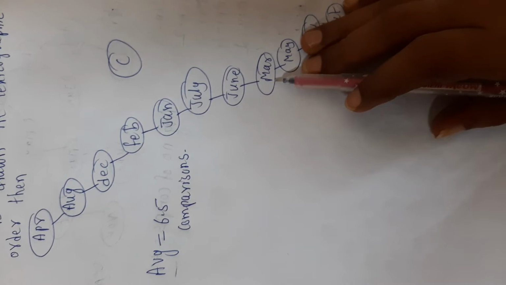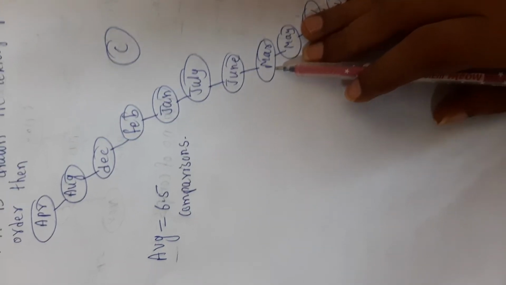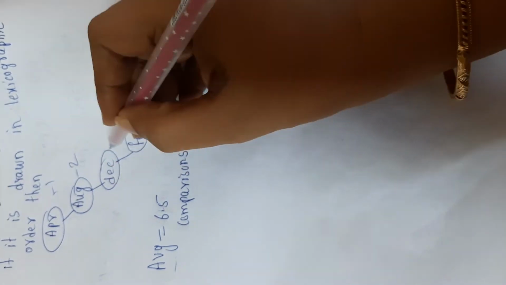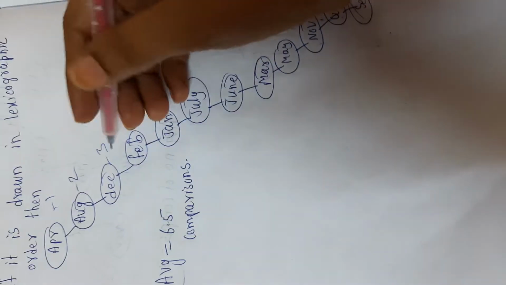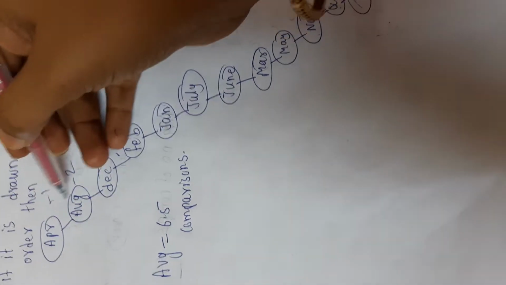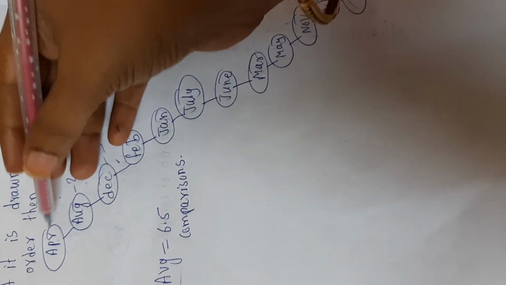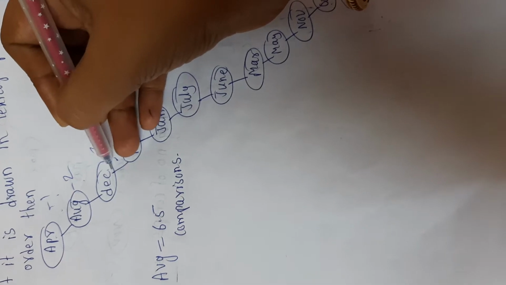And again, if you try to find out the average number of comparisons: for April it is 1, for August it is 2, then 3. If you want to search for December: for April it is 1, for August 1, 2, for December 1, 2, 3, so 3 comparisons.